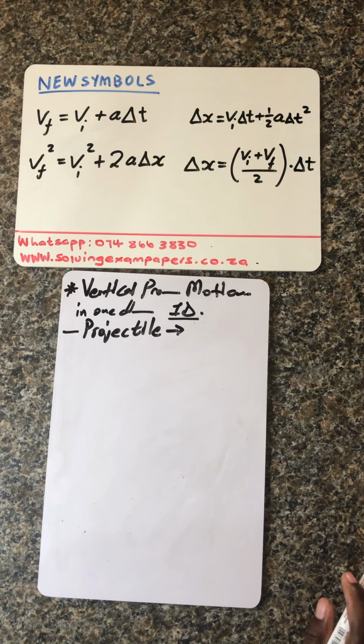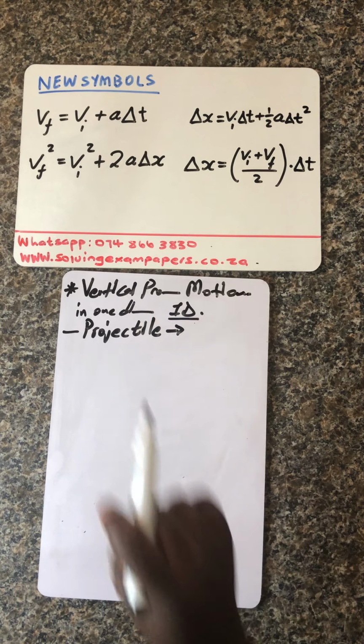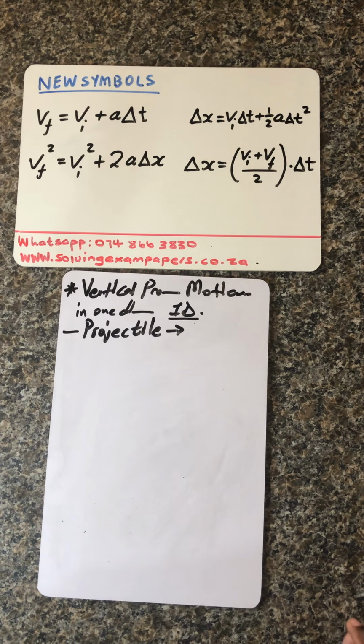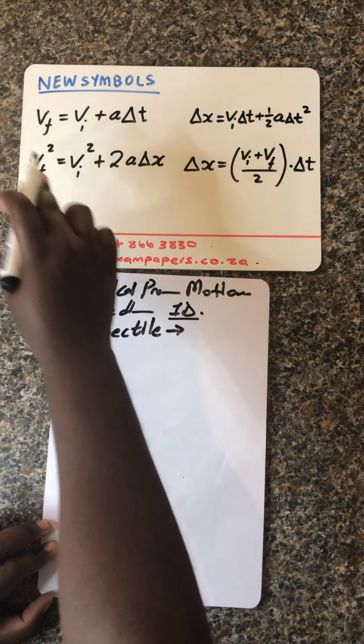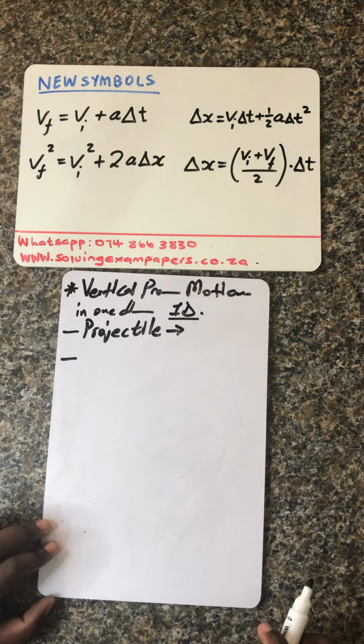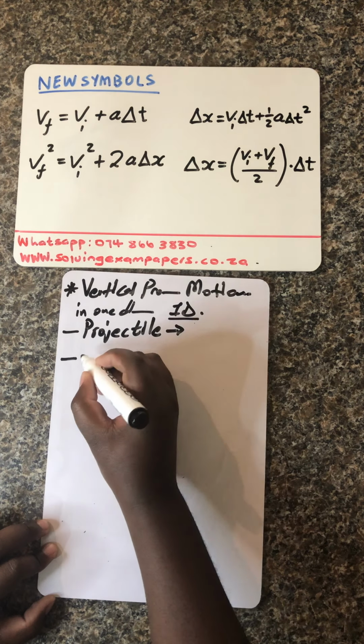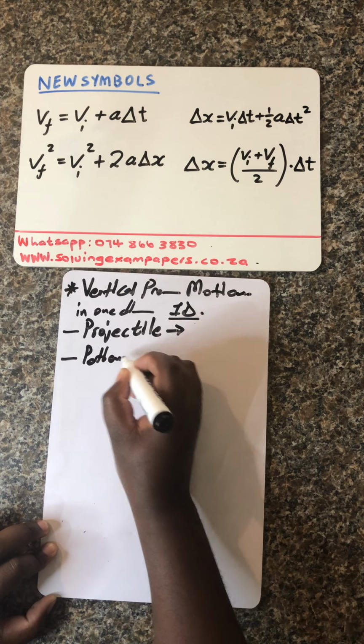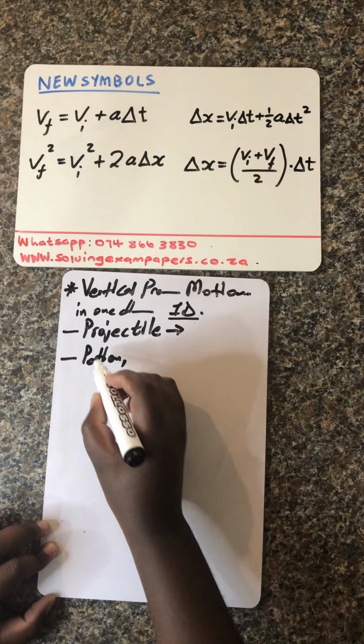The other thing that you need to bear in mind as far as vertical projectile motion in one dimension is concerned, ladies and gentlemen, it's the use of equations of motion. Those are the equations of motion, ladies and gentlemen. So we normally use equations of motion to determine the position. Okay, very, very much important, ladies and gentlemen, to determine the position.